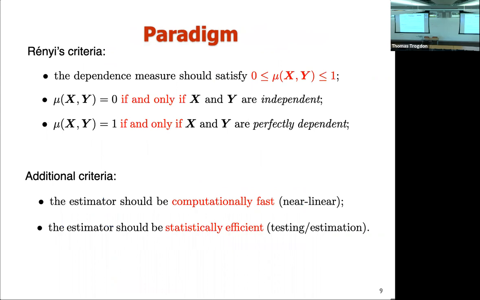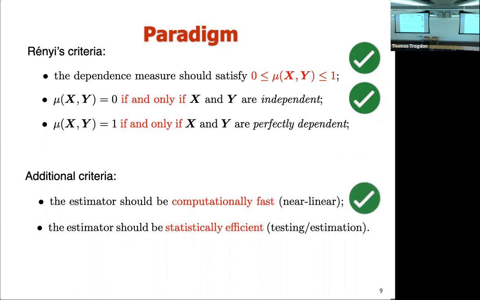Then let's review whether Hoeffding has answered Rényi's criterion, which was posed about 7 years later than his paper. It should be between 0 and 1. We prove that. You can prove that. It should be 0 if and only if independence. Yes, as long as we buy absolute continuity, which should be okay.